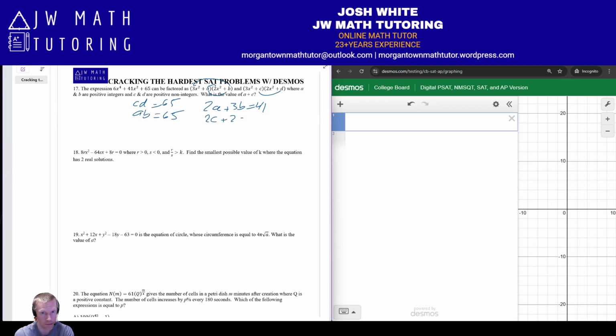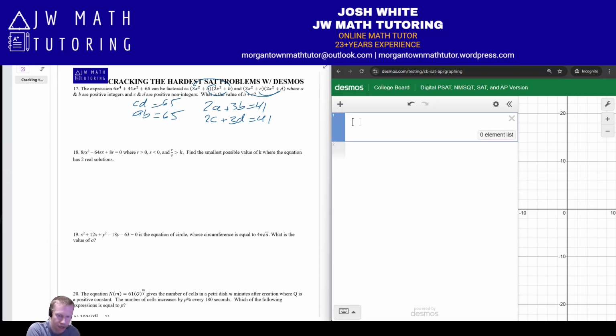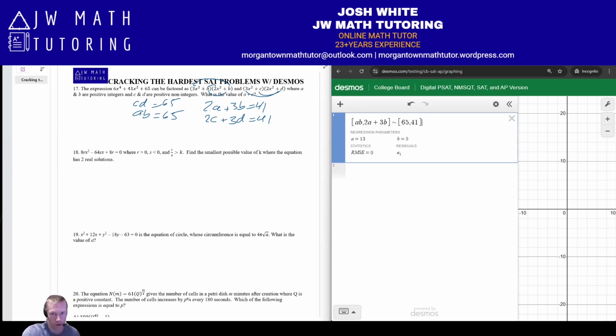It's going to be 2c plus 3d equals 41. Now we can go into Desmos, and we're going to solve a system of equations using regression. We type the left side from both top and bottom. I'm just doing the A and the B first. Then we type the right side, which is 65 for the top and 41 for the bottom. So there's my first answer.